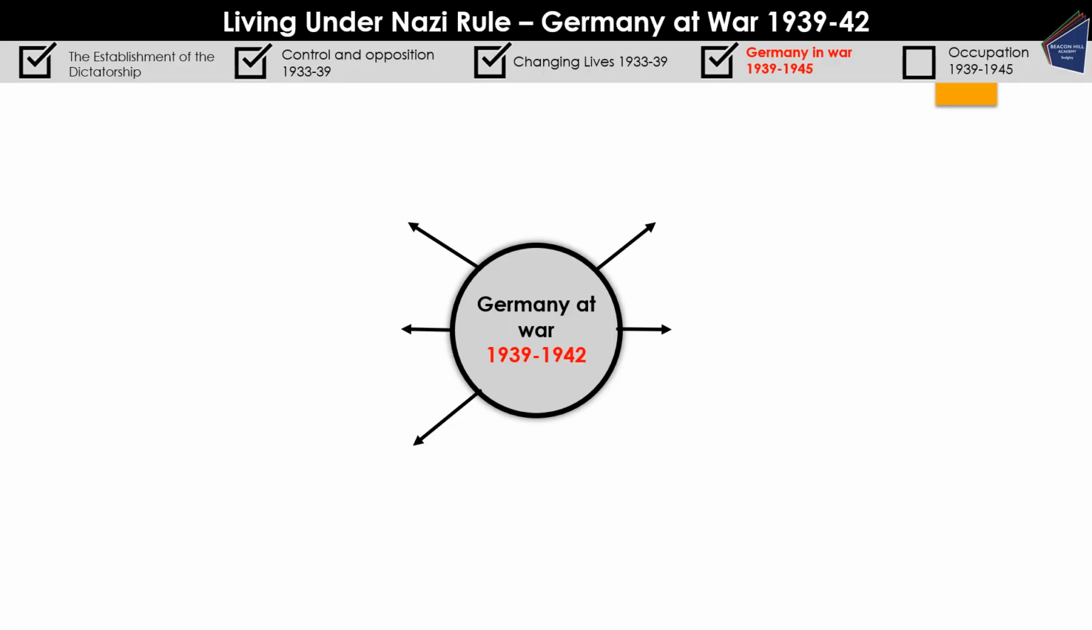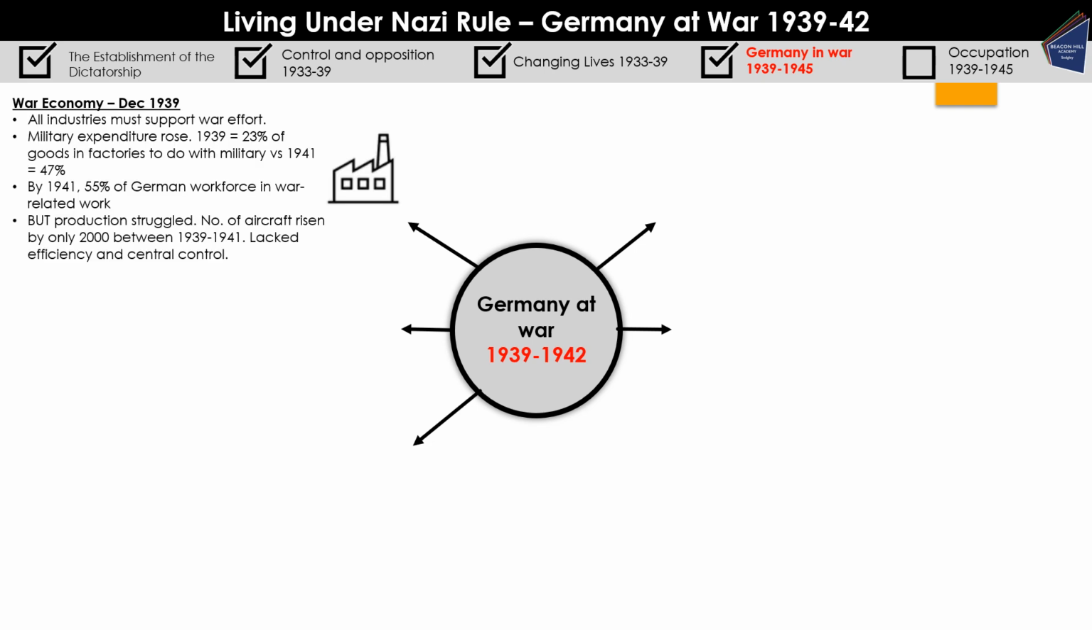So our first slide here is on Germany at war between 1939 and 1942. So this is the beginning period of World War II, when Germany were doing quite well. So first of all, we're going to start off by looking at the war economy.